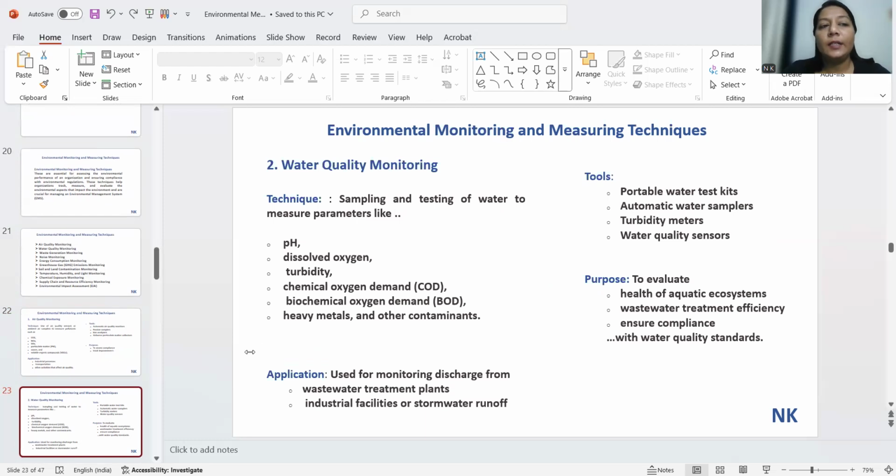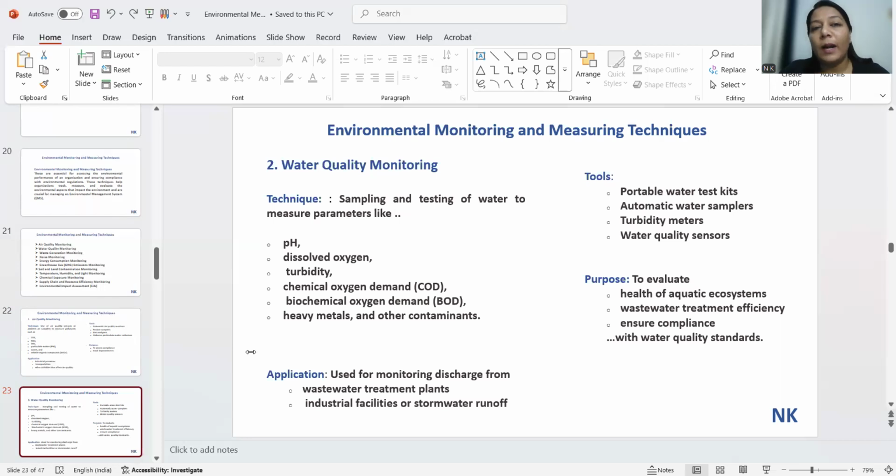In water quality monitoring, this technique involves sampling and testing of water to measure parameters like pH, dissolved oxygen, turbidity, chemical oxygen demand, COD, biochemical oxygen demand, BOD, heavy metals, and other contaminants. So we measure all these parameters by sampling and testing of water. In the application part, it is used for monitoring discharge from wastewater treatment plants, industrial facilities, or stormwater runoff.